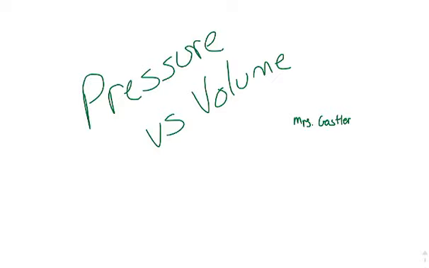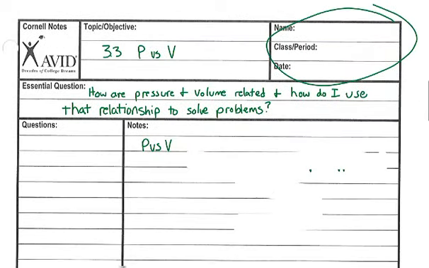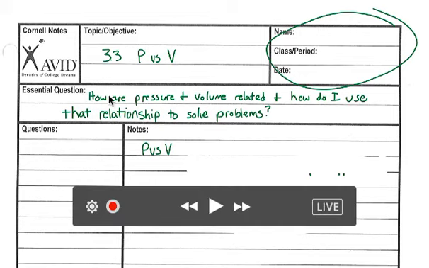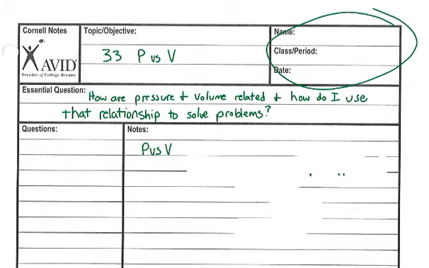So let's fill out our Cornell paper here. All right, so here we're starting. Make sure you put your name there, the class period, and date. Our objective here is 3.3, pressure versus volume, unit 3, objective 3, and our essential question is how are pressure and volume related and how do I use that relationship to solve problems?